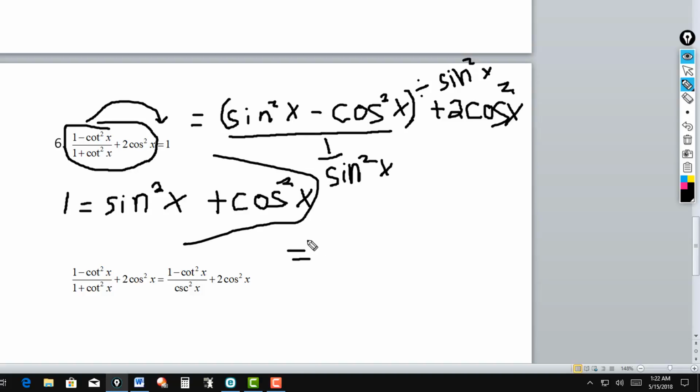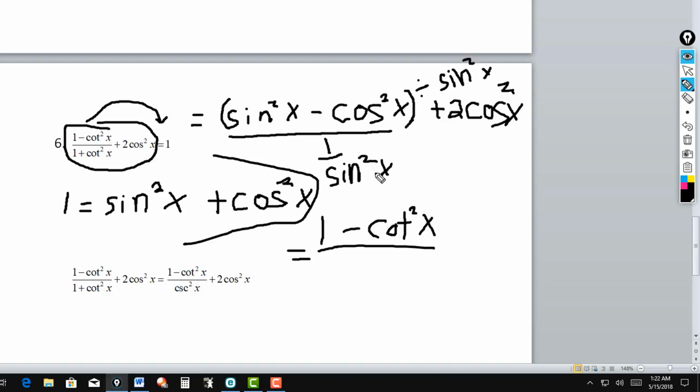Now I put my equal here. If I divide the numerator by sine squared of x, I'm going to have sine squared of x divided by sine squared of x, that'll give me a 1. Then minus cosine squared of x divided by sine squared of x. So it's cosine squared of x over sine squared of x. Well, that's cotangent squared of x. And in the bottom, 1 over sine squared is the same thing as cosecant squared.